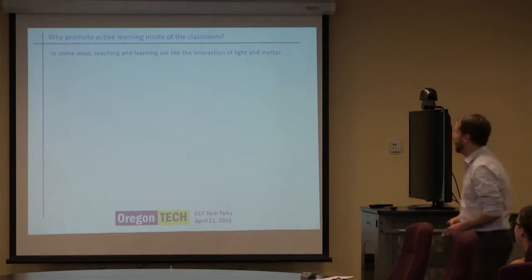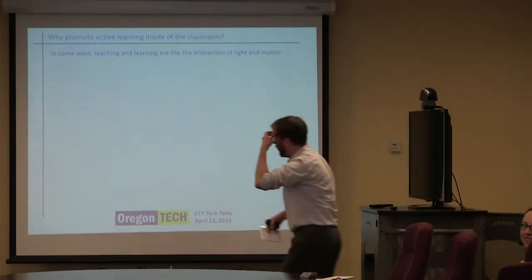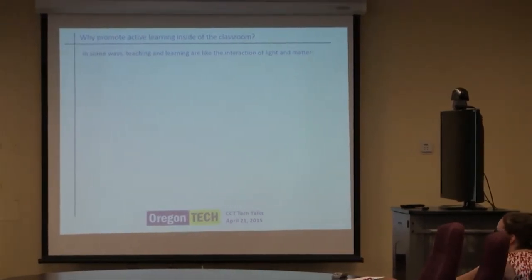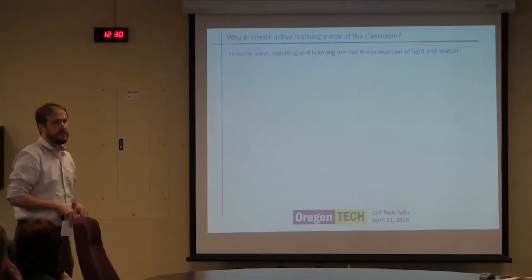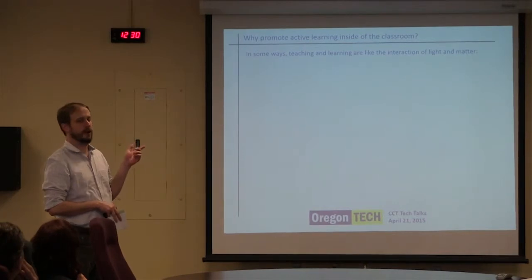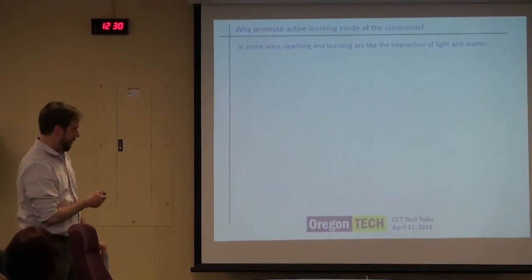Wanted to say just a couple words about why would you actually want to promote active learning in the classroom. This may be obvious to some people, but it wasn't obvious to me when I was starting to evaluate some of these ideas. And since I'm a physicist, I like to make analogies. And the analogy I like to make with teaching and learning is through the interaction of light and matter, or with the interaction of light and matter.